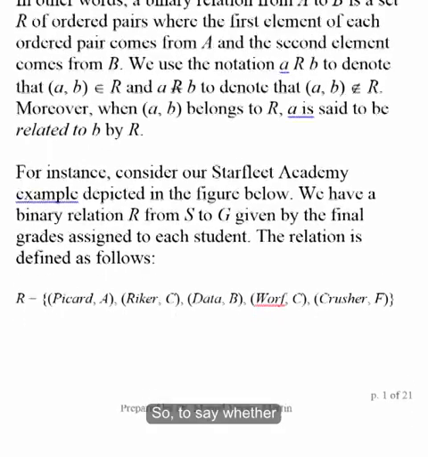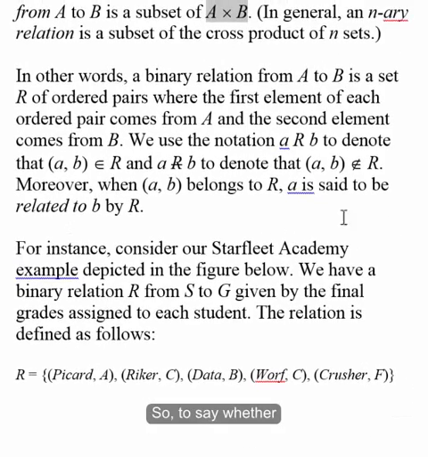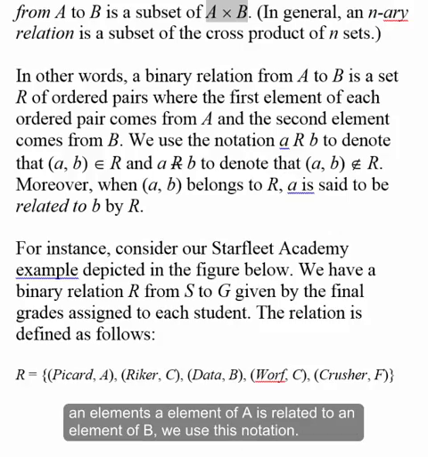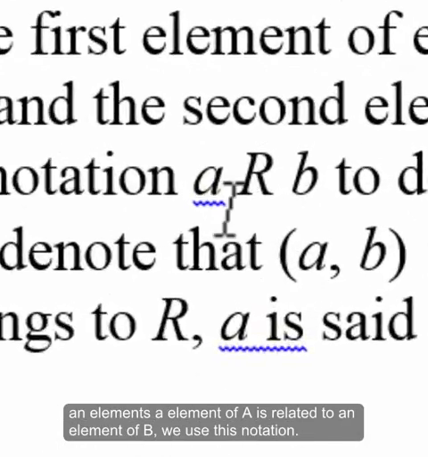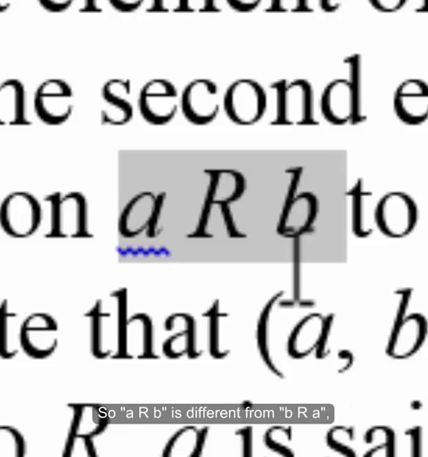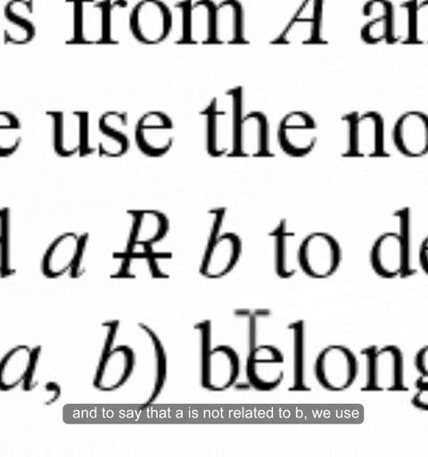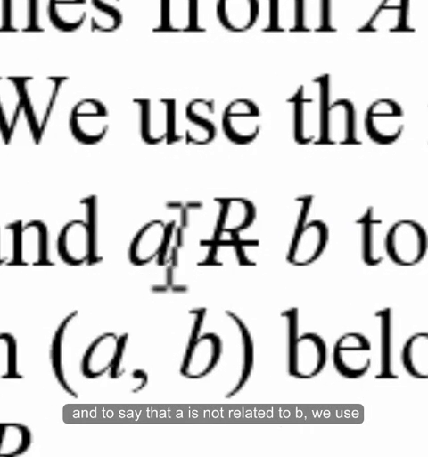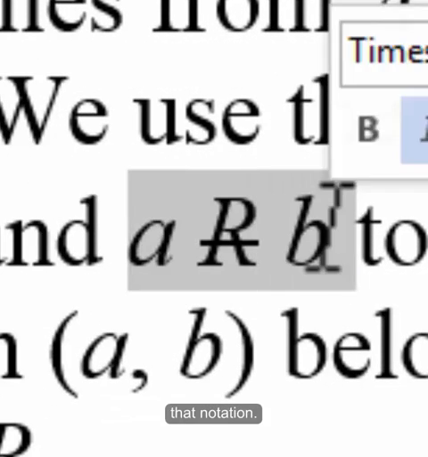So to say whether an element of A is related to B, we use this notation. This means that there is a relation that maps from A to B. Note here that the order is important. So ARB is different from BRA. And to say that A is not related to B, we use that notation.